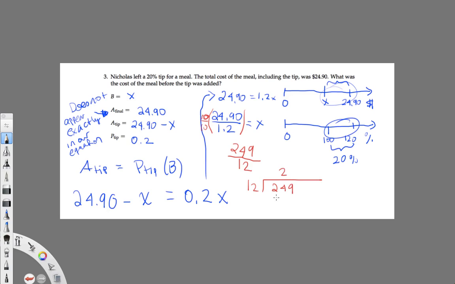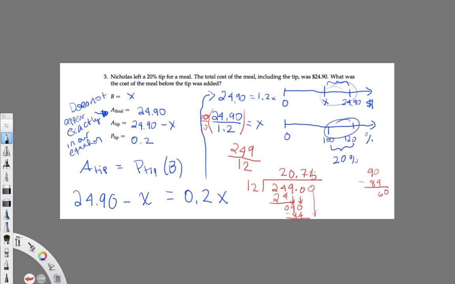2 groups of 12 make 24. Notice that I bring down the 9. 0 groups of 12 can be made with 9. So now I'm going to look at how many groups of 12 I can make with 90. And I know 7 times 12 is 84. 90 minus 84 is 6. Then I bring down a 0.